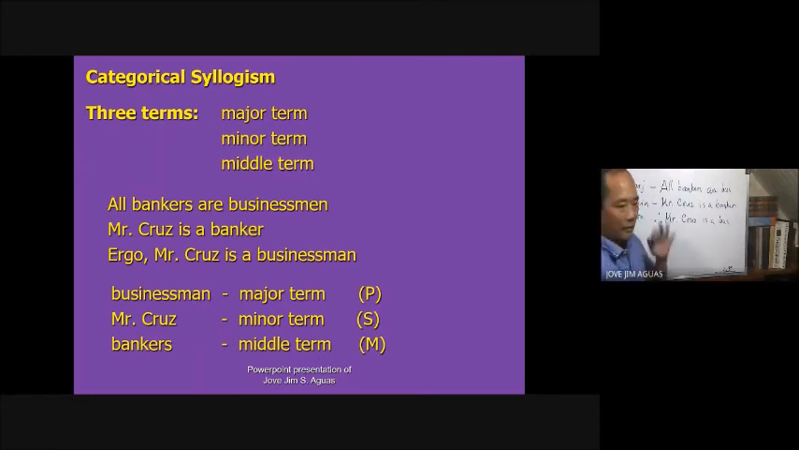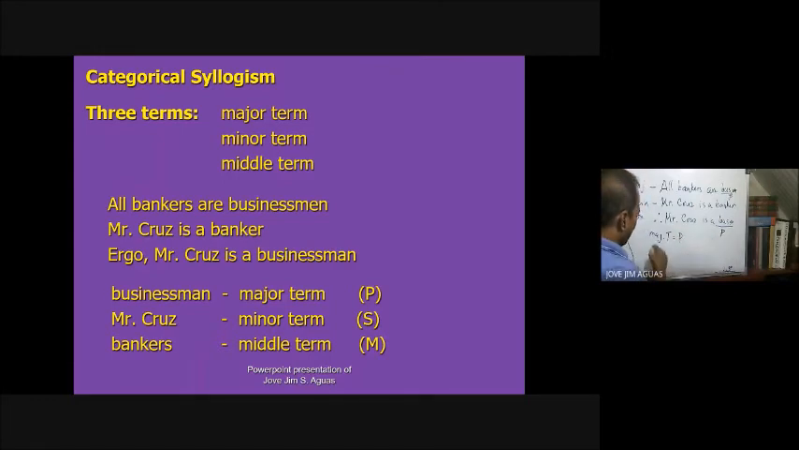So we say that there are three terms: the major term, the minor term, and the middle term. The major term, and we use P. The major term is the predicate of the conclusion. Take note, it is the predicate of the conclusion. So we use capital P here. That's the major term. And it is also found in the major premise, this one. Businessman. So this is P. That is the major term.